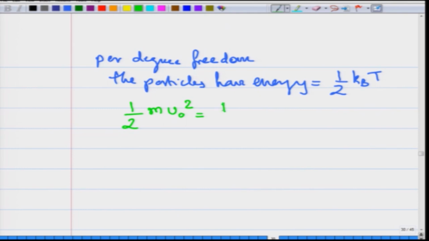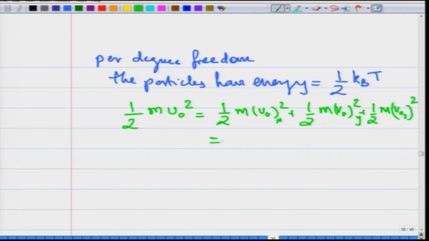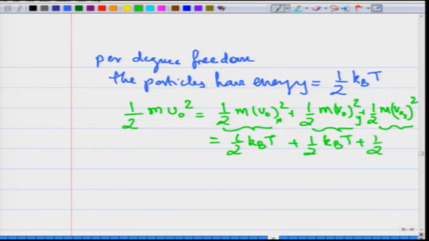Then this can be written as half m V naught x the whole square plus half m V naught y the whole square plus half m V naught z the whole square, and each of these terms is the energy associated with each individual degree of freedom, because the electron can move along the x, y or z direction. Each of these, because of the Maxwell-Boltzmann distribution, can be replaced by half kBT, just like the kinetic theory of gases, for this electron gas also.